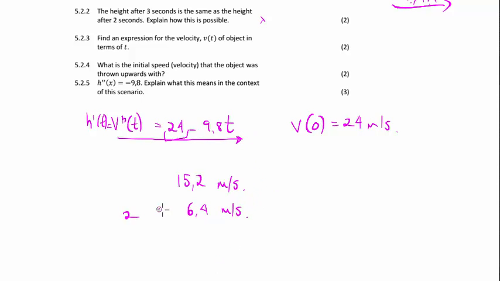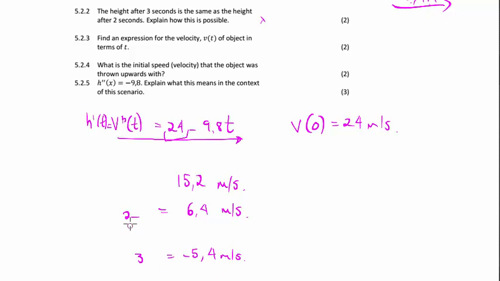So this is after 2 seconds, I'm going up. After 3 seconds, I'm already heading down again. You see, because if I lose another 9.8, I would be at 6.4 minus 9.8, which is 5.6. Is it? 5.4. Negative 5.4 meters per second. Okay?